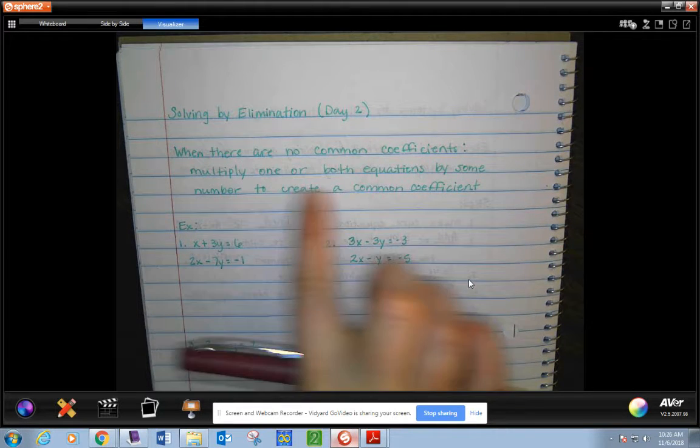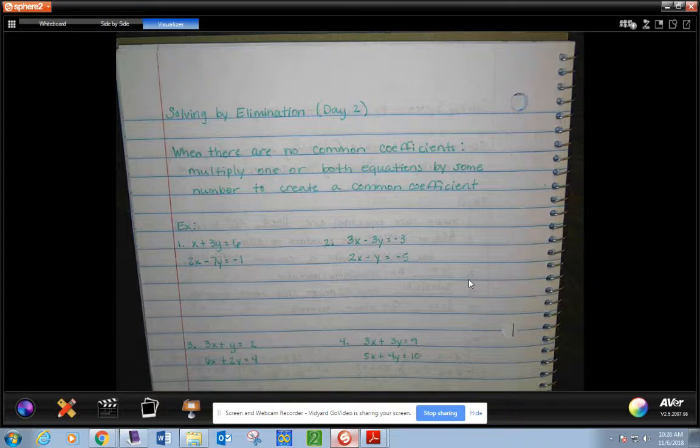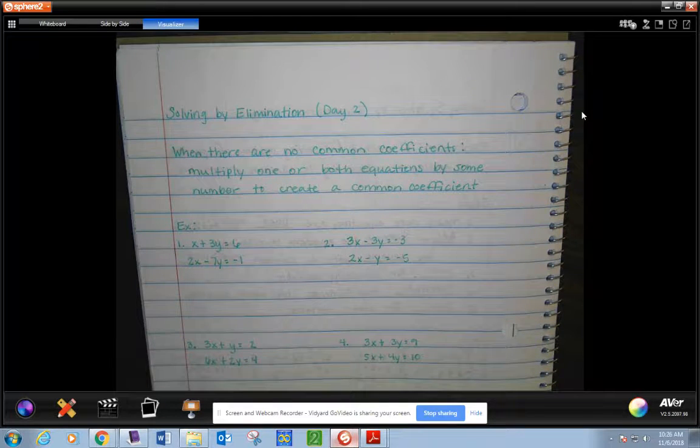You must multiply one or both of the equations by the same number to create a common coefficient. Now, when I say a common coefficient, remember, we like to have a positive one and a negative one. So we may have to manipulate what signs we're going to divide by.